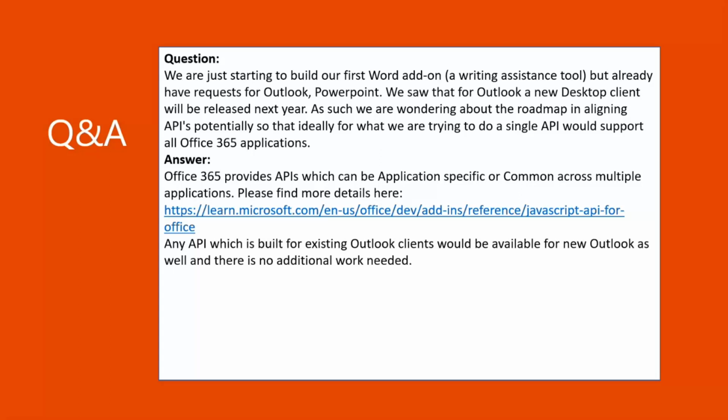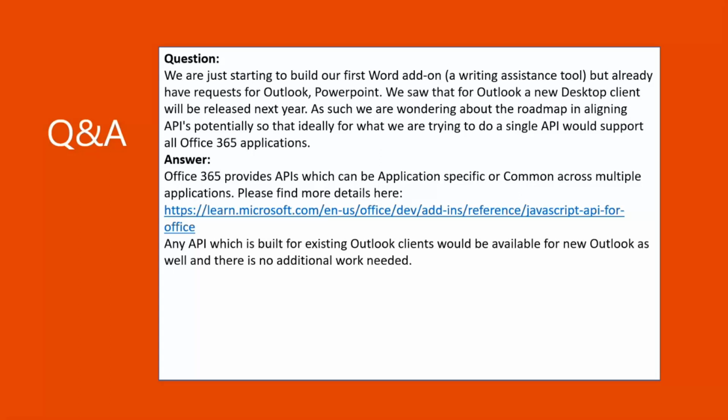All right. I will now be going into the Q&A section portion of this call. So starting out, our first question was, we are just starting to build our first Word add-in, a writing assistance tool, but already have requests for Outlook and PowerPoint. We saw that for Outlook, a new desktop client will be released next year. As such, we are wondering about the roadmap and aligning APIs potentially, so that ideally for what we are trying to do, a single API would support all Office 365 applications.